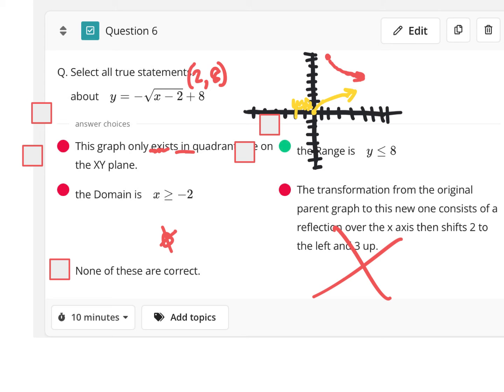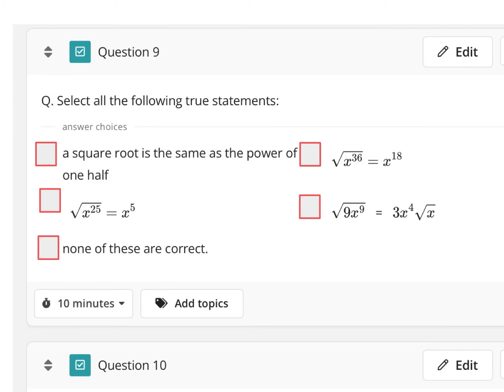Moving on. It appears we are moving away from square root graphs. I don't know, we might revisit them, but right now we are looking at radicals, at simplifying square roots. All right, so first thing, let's read through this. A square root is the same as the power of 1/2. That is absolutely true.